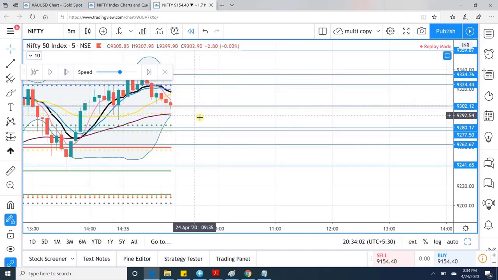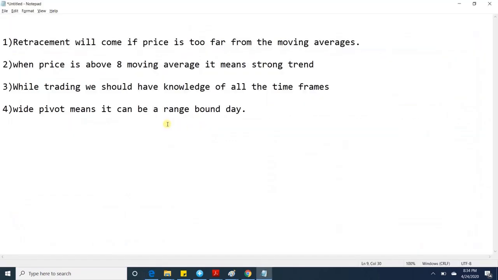Before going through this, let us revise some points which I will be covering during this video. First, a retracement will come if the price is too far from the moving averages. So if price is far from the moving averages, there will be a retracement. Second point is when price is above the 8 moving average, it means a strong trend.